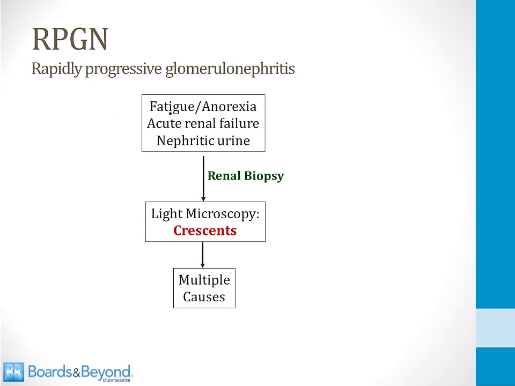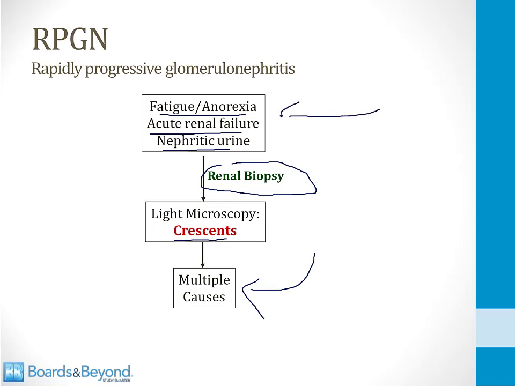As I said before, they usually present with generalized symptoms from renal failure like fatigue and anorexia. Blood work shows elevated BUN and creatinine indicating acute renal failure, and when you examine the urine, you see evidence of nephritis, including red blood cell casts. This usually leads to a renal biopsy, and when you examine the renal biopsy tissue under the light microscope, you see crescents. Once you see the crescents, you know that you're dealing with a case of RPGN, but you don't know what is causing it. As we'll talk about in the next few slides, there are multiple disorders that potentially lead to this pattern of inflammation and this type of presentation.